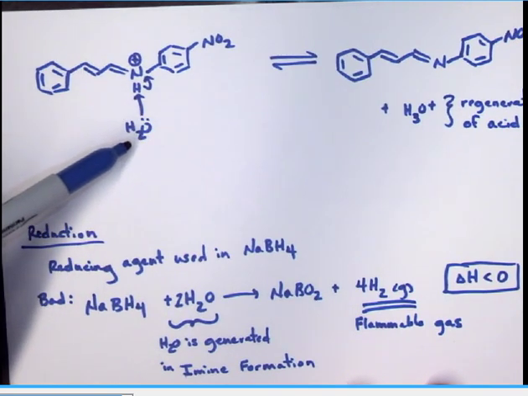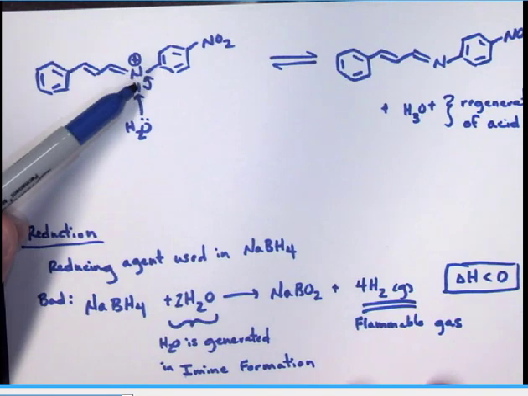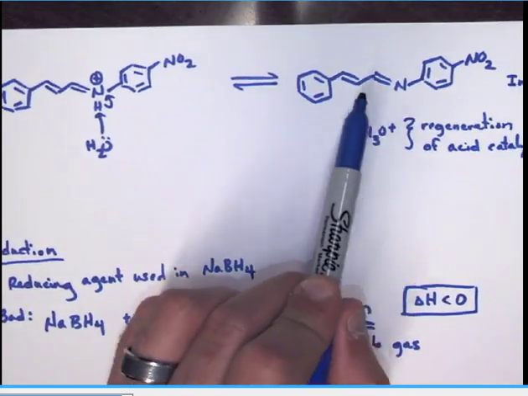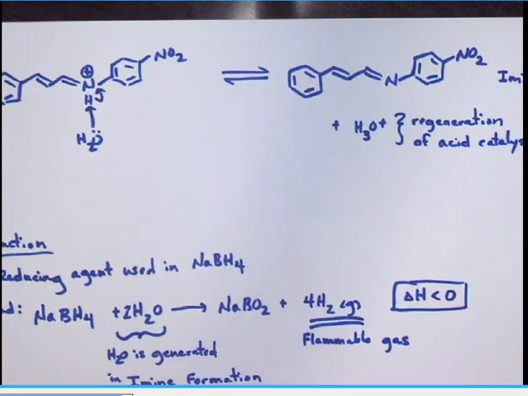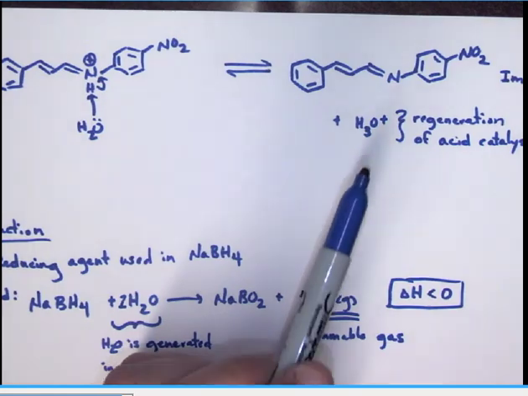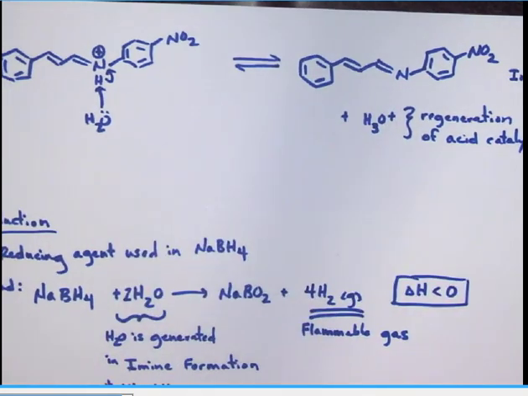The water that formed from that can now come back, take a hydrogen off that nitrogen and give it a lone pair. So now we have our imine, spelled with an I. We have our imine product formed here, and we've regenerated our acid catalyst.